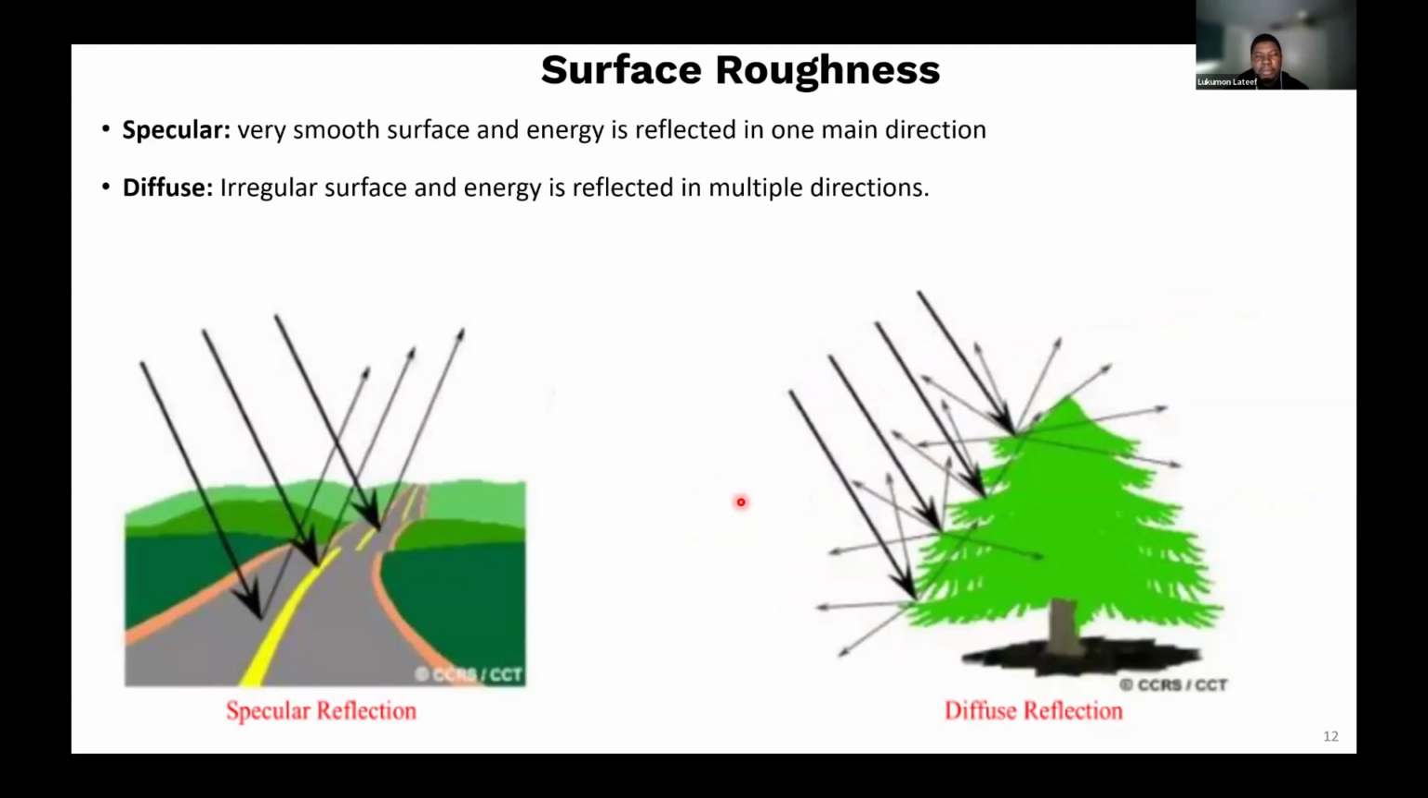So I've talked about the property of each of these three major features. But like I mentioned, the roughness of the surface also affects the way the energy or the feature will appear. So we have what we call specular or diffuse reflection. In specular, you have a very smooth surface like a road or a calm water body. So when the energy from the sun or radiation hits a smooth surface, the energy is reflected in a single direction.